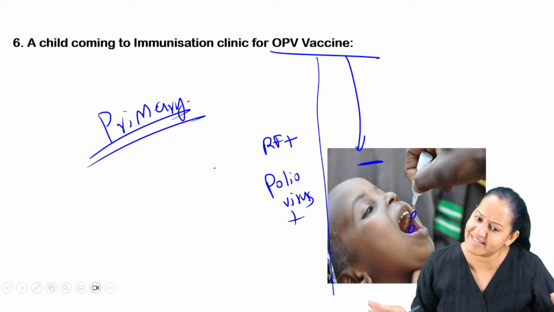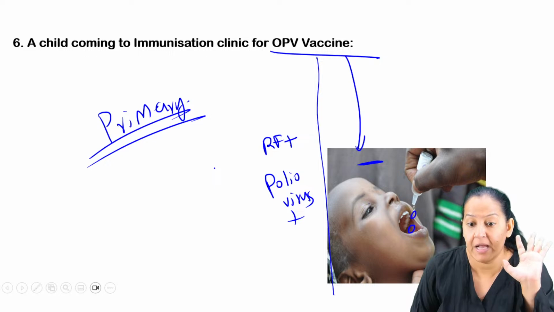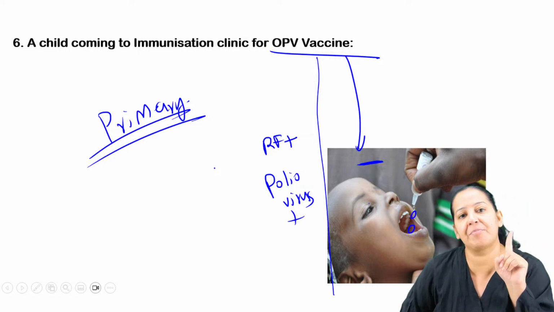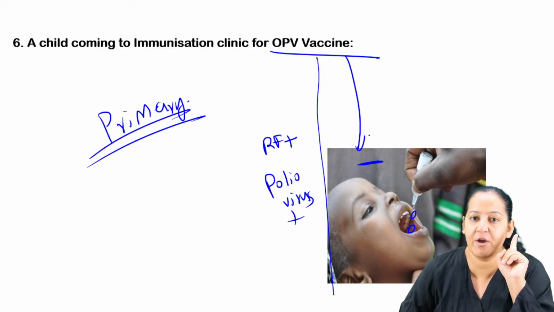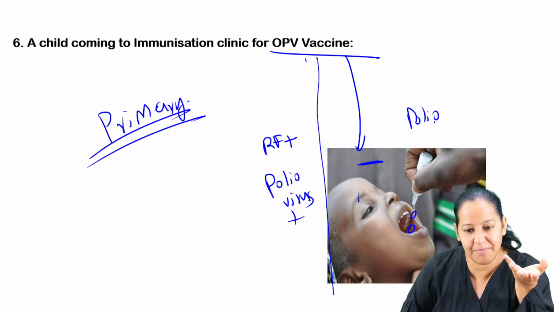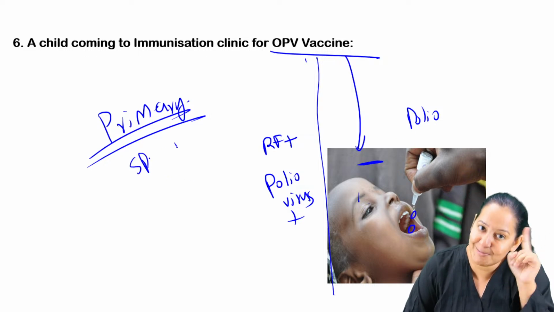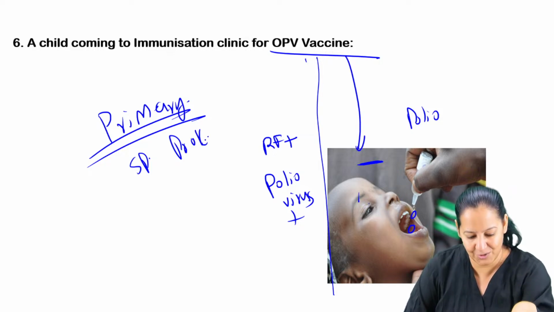It's a primary. All vaccines are primary level of prevention, not only OPV. Please understand. All vaccines, learn by heart. All vaccines are primary level of prevention. And here, by giving the OPV vaccine, we are preventing only polio. We are not preventing TB or any other disease. It is specific protection. So primary level of prevention and specific protection. So say both things. You are getting my point.